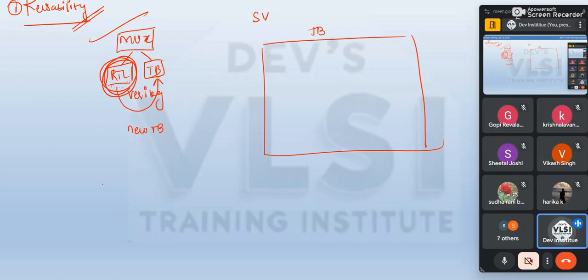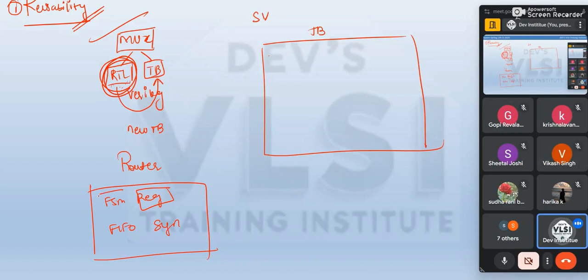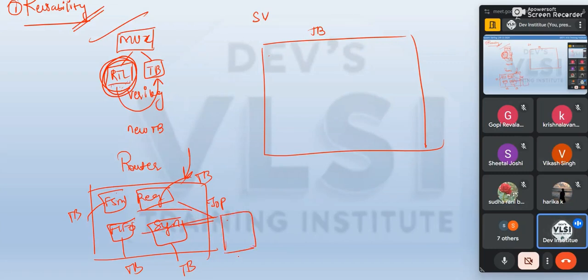Or else take any bigger project, like a router. Router code will consist of one FSM block, one register block, one FIFO, and one synchronizer. Four blocks are there. So if you want to verify this in Verilog, what will you do? For FSM you will write one test bench, for FIFO one test bench, for synchronizer one test bench, and for register one test bench. Individually you have to write the test bench, and later in the top file you have to instantiate all four blocks and pass the stimulus, right? This is not required in SV.